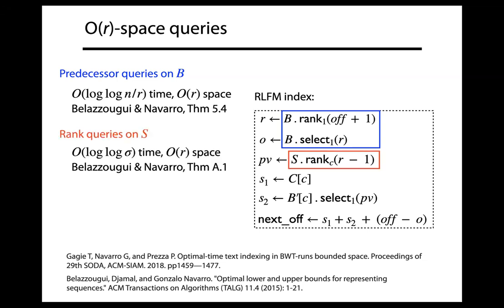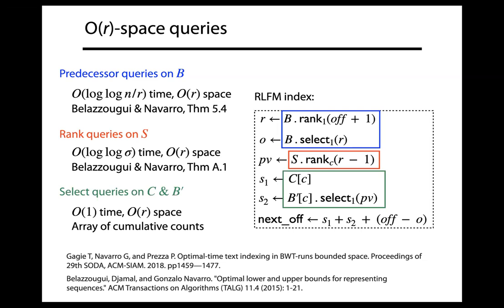That rank query, it turns out there's a data structure that can do this in big O of R space, log log sigma time. Sigma is the alphabet size. And then this final pair of data structures admits a very simple data structure, which is just a cumulative array of integers. We can do that with constant lookup in big O of R space. So we just managed to take everything in that algorithm and cram it all down into big O of R space. So that's the first benchmark result.